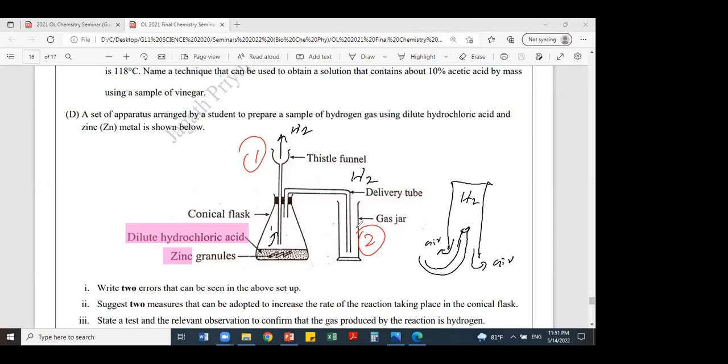How to make the correction? By keeping the gas jar upside down or inverted. So those are the 2 errors. I put 1 and 2. Sometimes they will ask you to make the correction again.